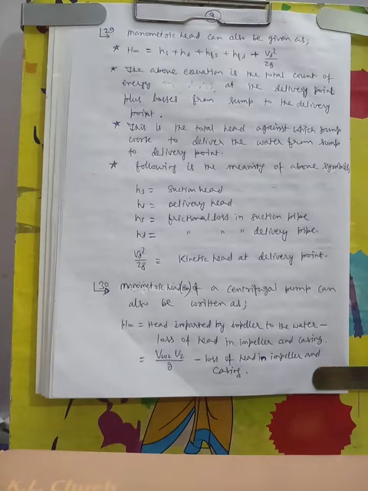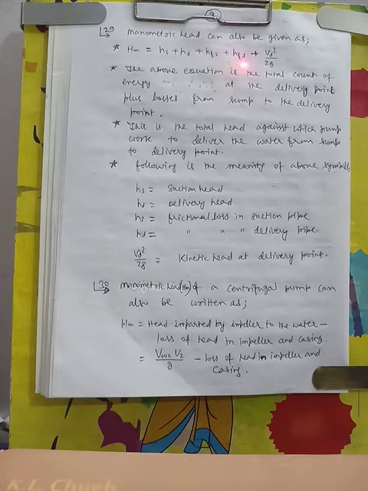Some other ways are also available to calculate the manometric head. So manometric head can also be calculated as manometric head is equal to suction head plus delivery head plus frictional loss in suction pipe plus frictional loss in delivery pipe plus V squared by 2g, the velocity of flow in delivery pipe. This is the kinetic head in delivery pipe.